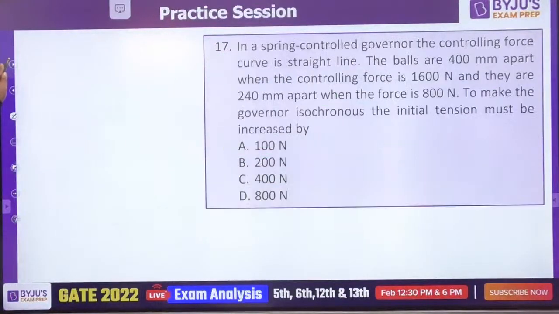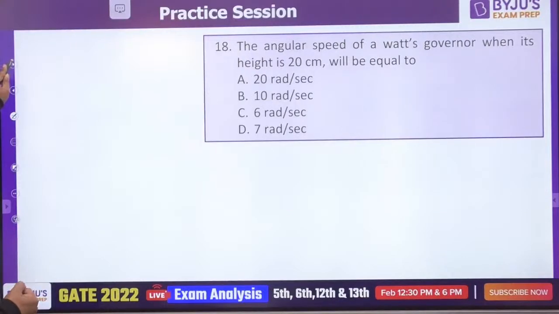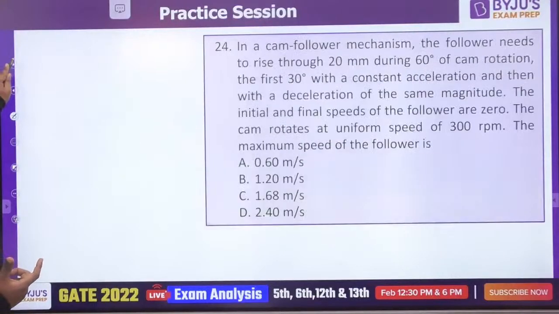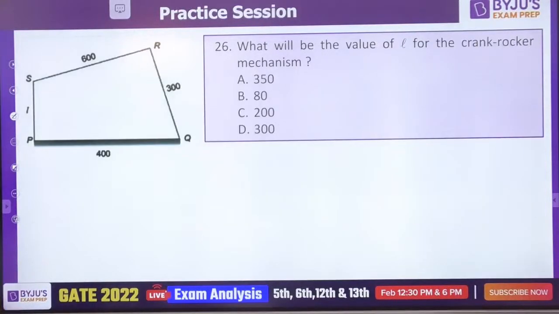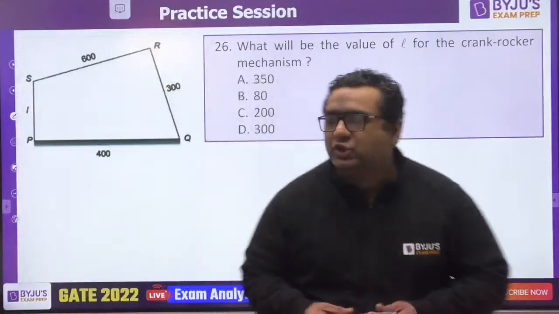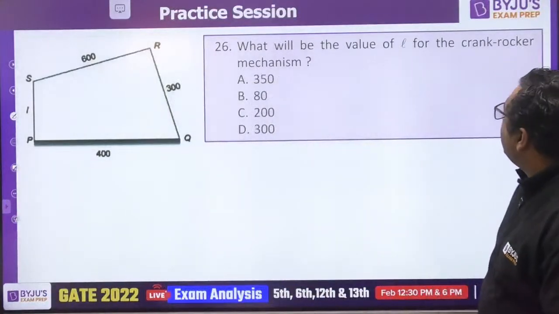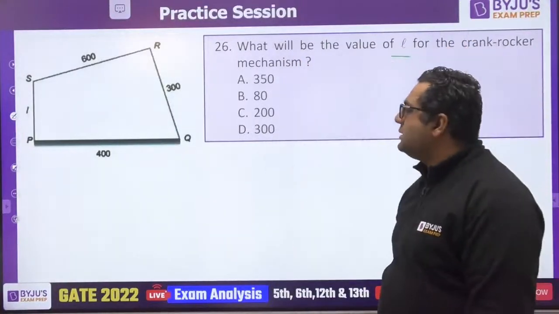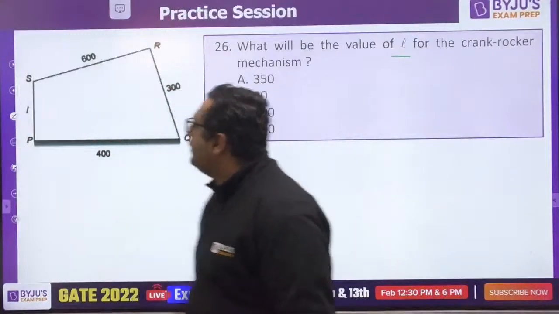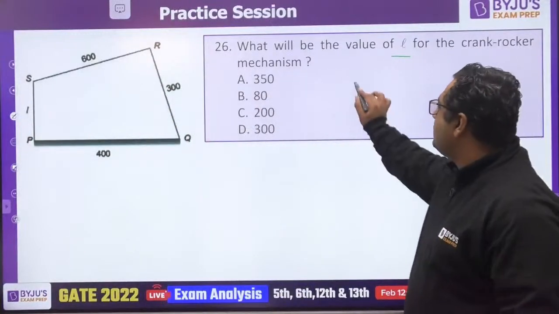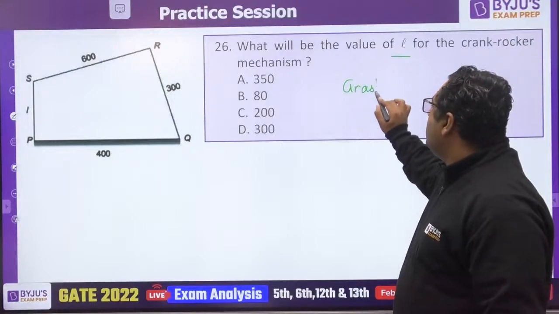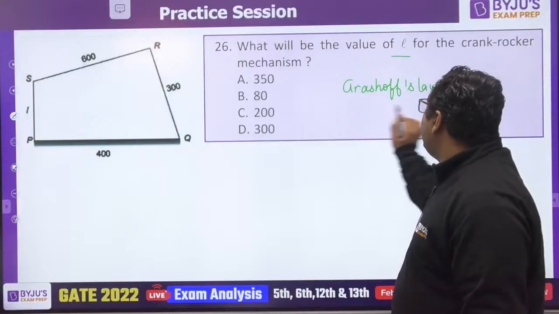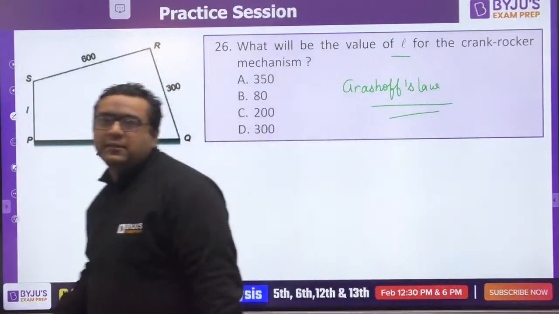Okay, so now I want you to solve a new question. Actually, I have for you. Let me show you that new question first. This is the question. This is the question from Grashof's law. They are asking what will be the value of L for the crank rocker mechanism. This is L. So let us see how many of you give the right answer. This is from Grashof's law. You can have a similar question in the paper because we have not done any question from simple mechanism.